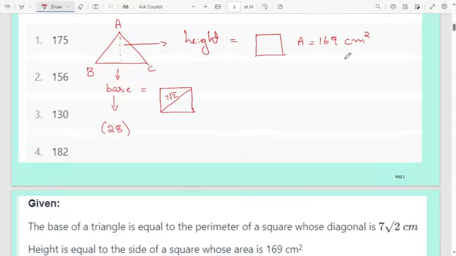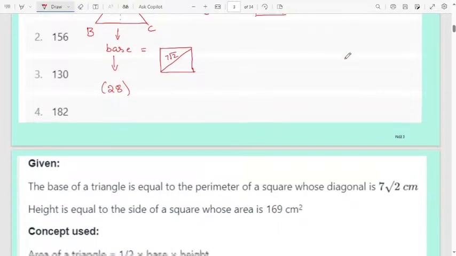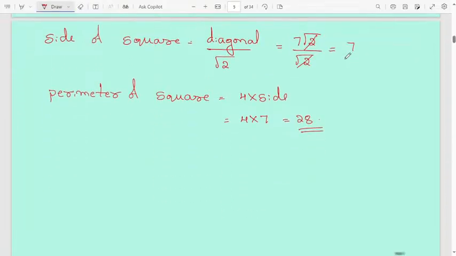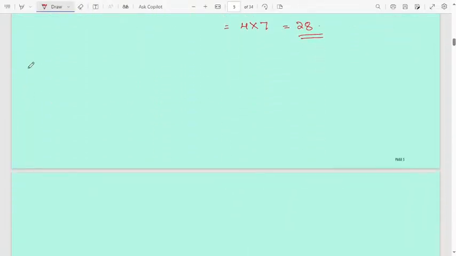Then we have to find the height of the triangle. They are given one more square. They are given the area of a square. Don't get confused, it is easy only. Then I have to find the height of the triangle. They are given the condition, one more square is there having the area. What is the area? Here they are given area, it will be 169 centimeter square. This is 28 centimeter.